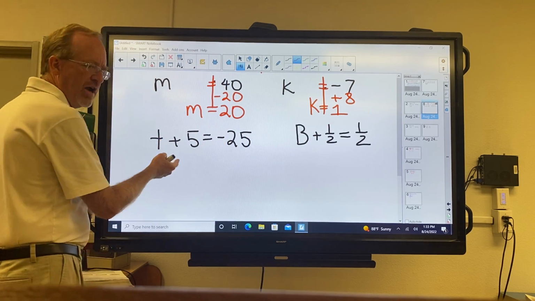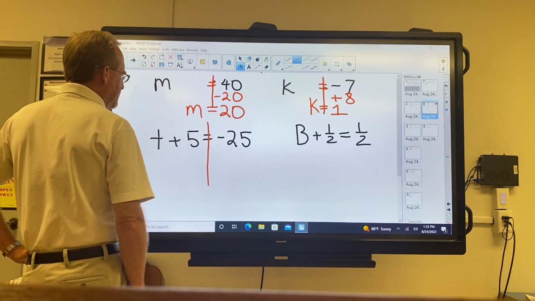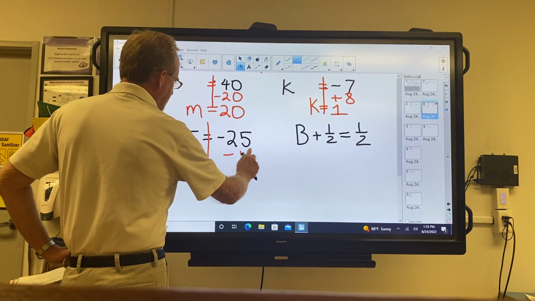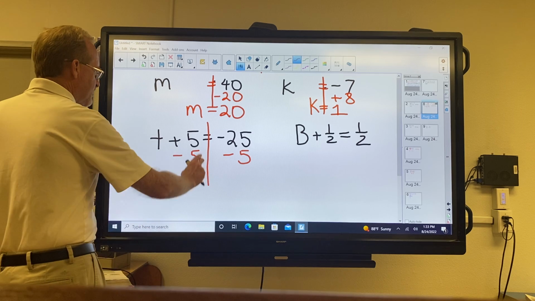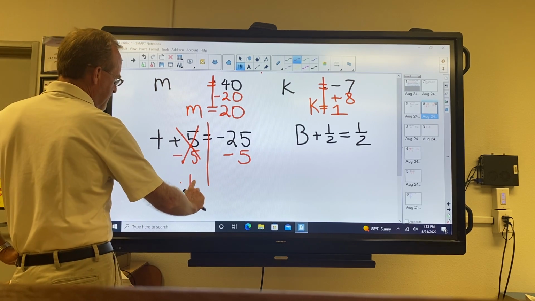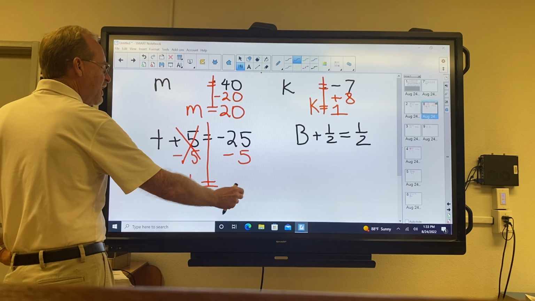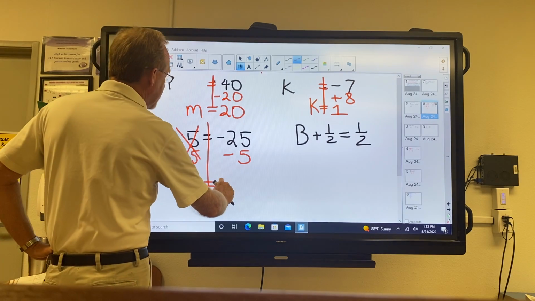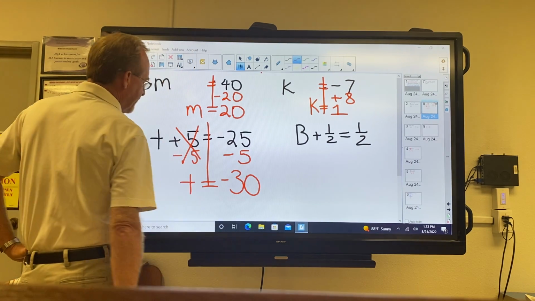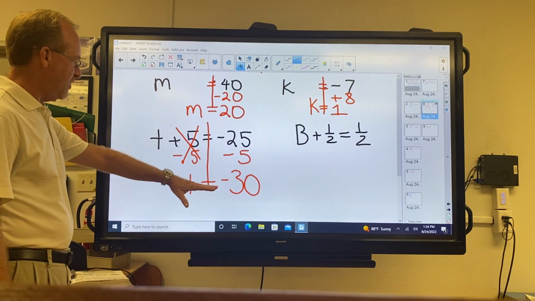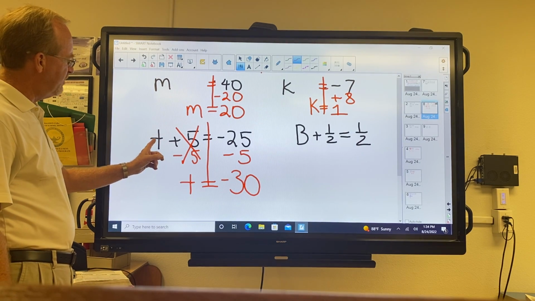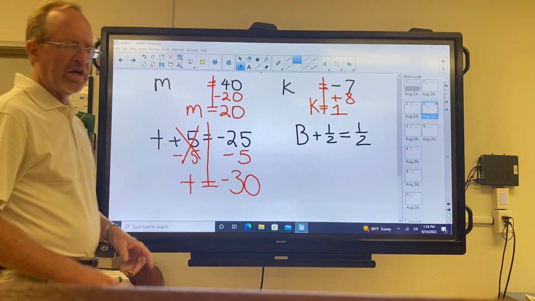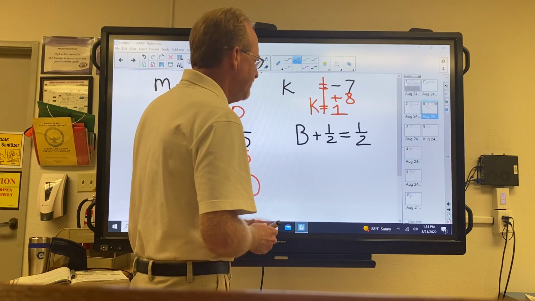Here, you probably are ahead of the game already. You're probably thinking, I'm going to do this. That's a 5. I'm going to get rid of that with a negative 5. Do it to one side, you have to do it to the other. So this goes away. This becomes t on this side by itself. I'm just dropping it down. And here I have negative 25, and I'm going 5 more in the hole. So now I'm 30 down. So in this case, negative 30 will give me the answer I'm looking for. And that does work, because if you have negative 30 plus 5, you go back up 5, now you're 25 down.